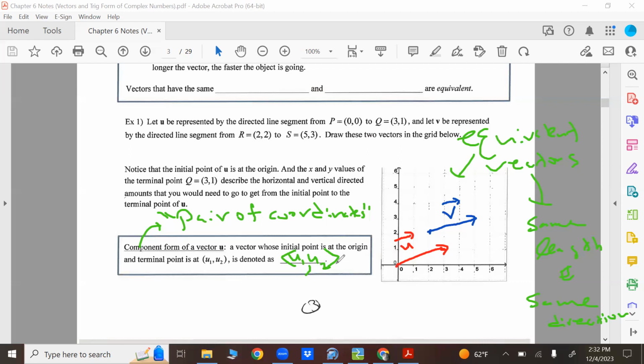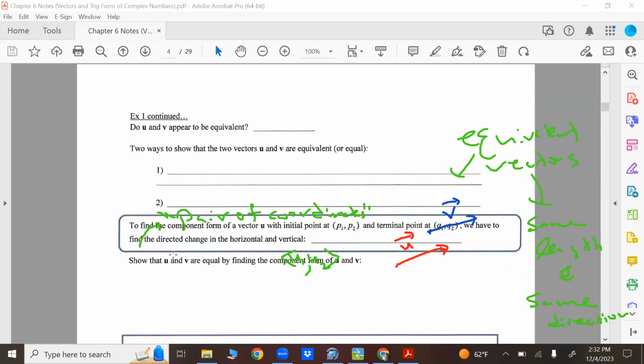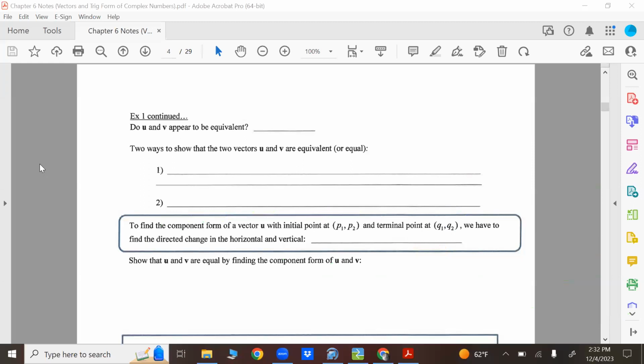And vectors, to be honest, a lot of it was created to help make physics easier to understand, especially when you're doing 2 dimensions, right? So let's go on to the next page. So are they equivalent? Of course, absolutely. So yes, they are. 2 ways to show they are equivalent.